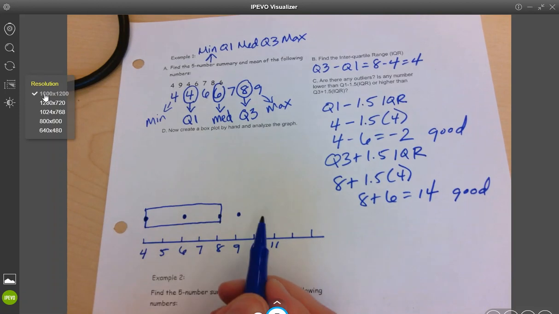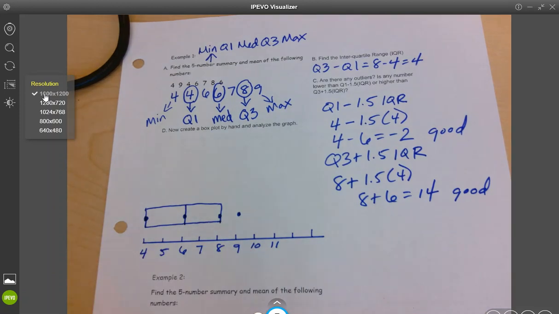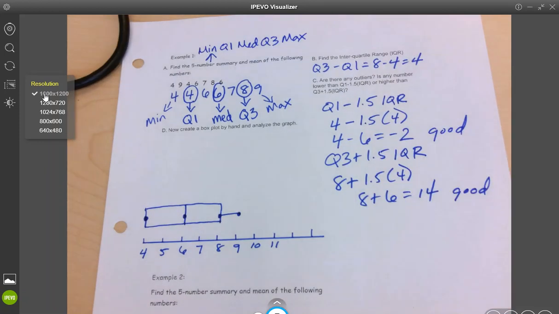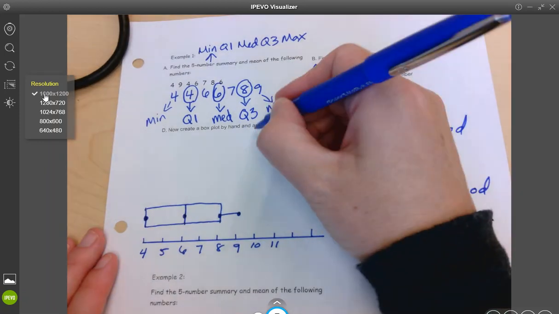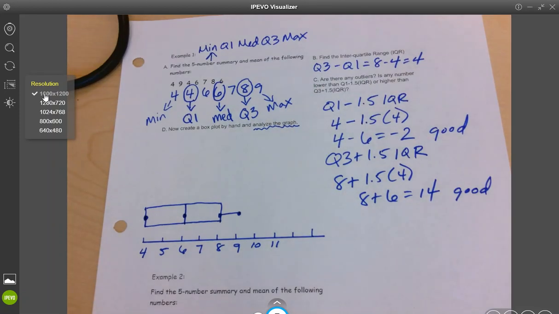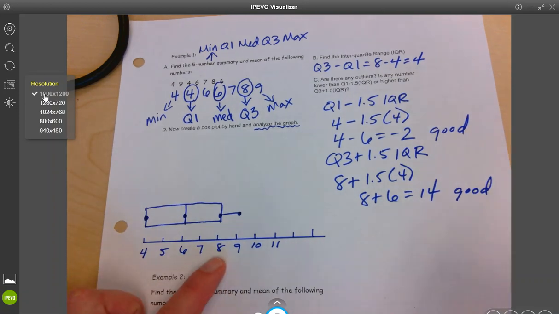I'm drawing the box around 4 to 8, and then there's a line in the middle of the box at 6. The right whisker goes from 8 to 9. And then notice sometimes people miss these words, and then analyze the graph. So to analyze it, we're just going to say like what we've noticed. The middle 50% of the data are from 4 to 8.